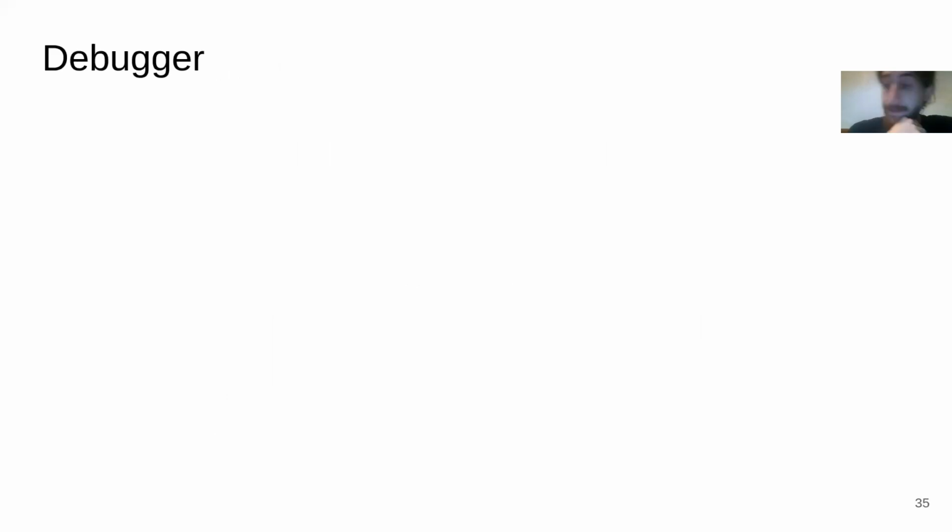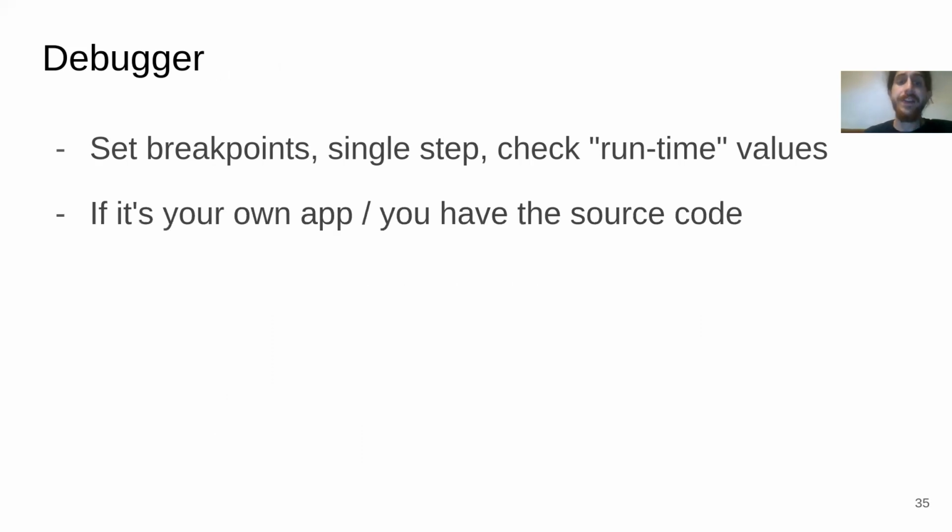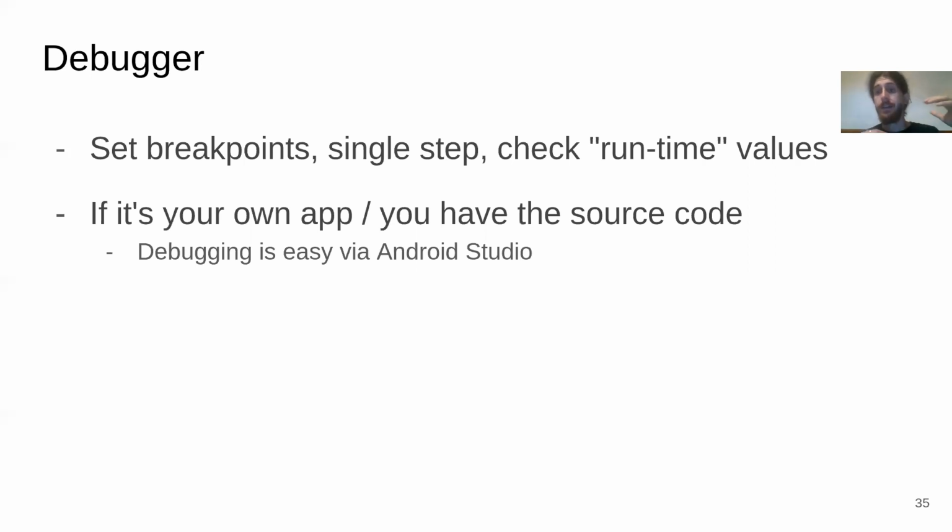Some notes about dynamic analysis. Okay, so we have the debugger kind of thing. You can set breakpoints, single step, check runtime values, and so forth. If it's your own app, then it means you also have the source code. What I usually would do there is use Android Studio. It's great. I'm going to show you this in a demo, where basically you run the app, you click somewhere, and this is going to be a breakpoint.